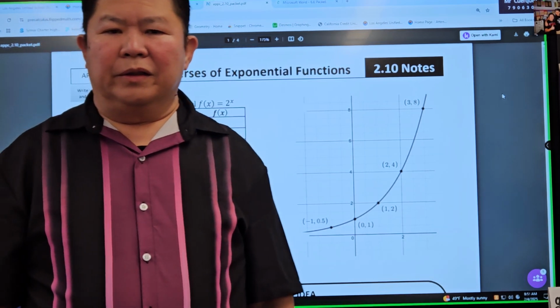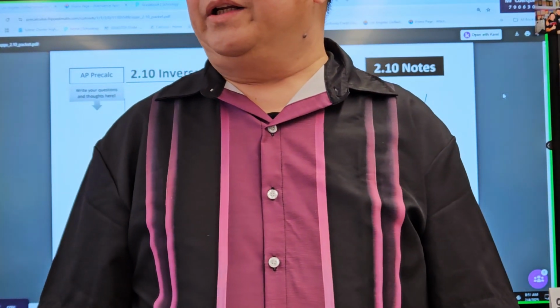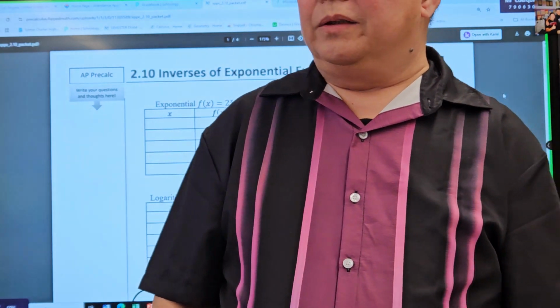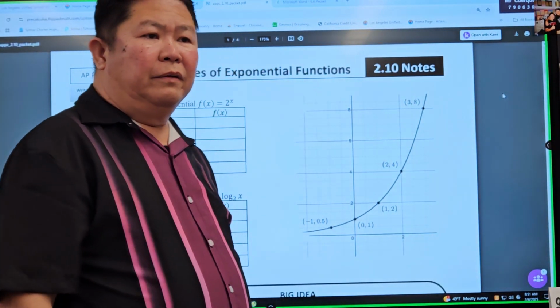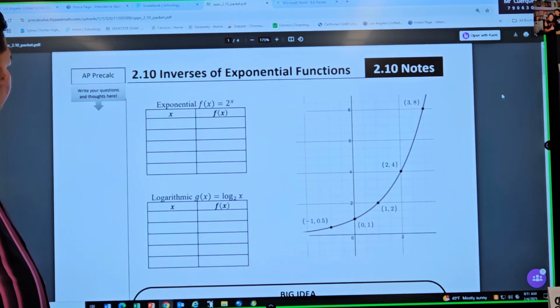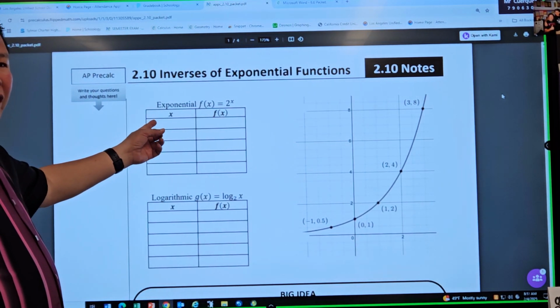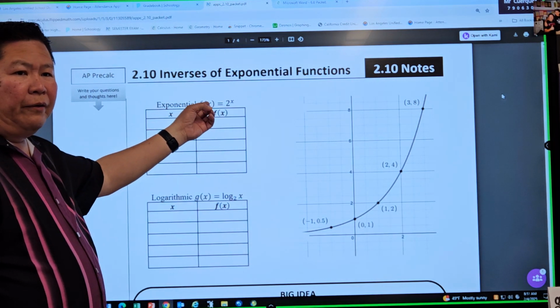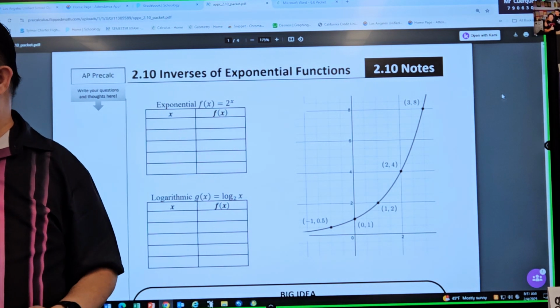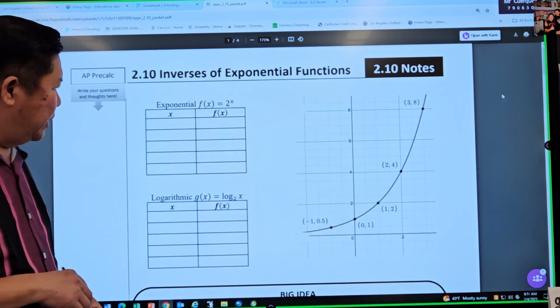AP Pre-Calculus, and we're gonna discuss lesson 2.10, and this is all about the inverse of exponential function, which is logarithmic. So let us assign values of x from this exponential function. F of x is equal to 2 to the power of x. We're gonna assign values of x right here.